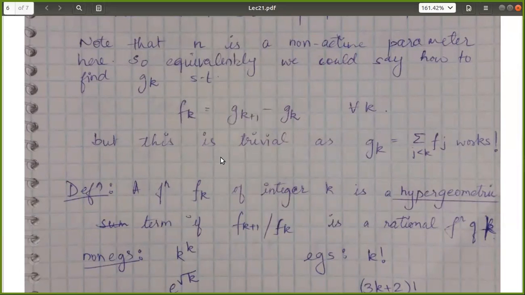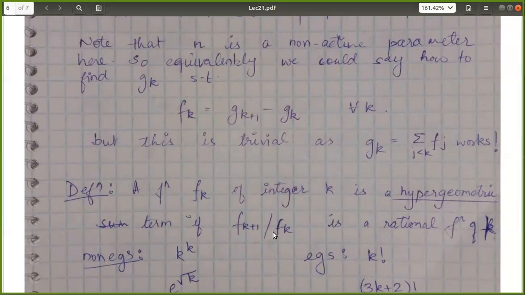So now let's see a definition. Some function fk of integer k is a hypergeometric term if the ratio of consecutive terms is a rational function of k.